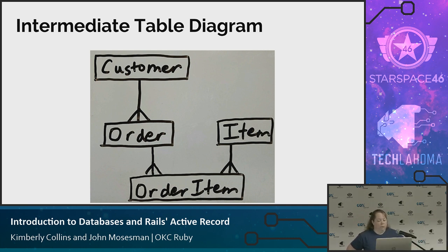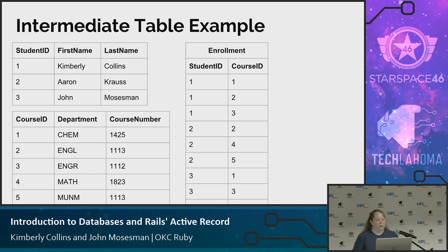That might be the only two columns in that table. There might not be a separate ID. There might not be any other fields. It's very common to have an intermediate table that only has the two IDs from the tables that we're referencing. Here's an example of enrollments.